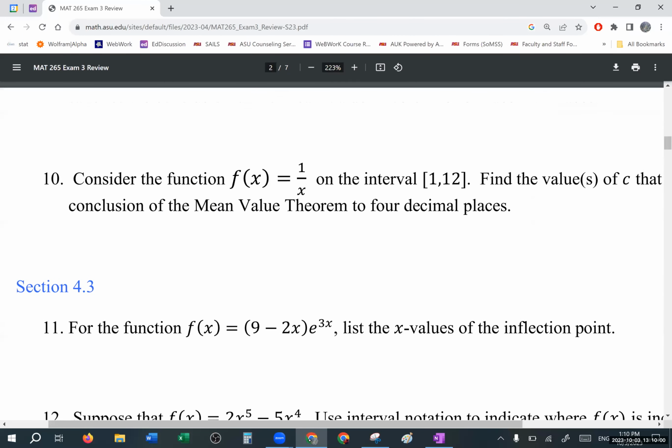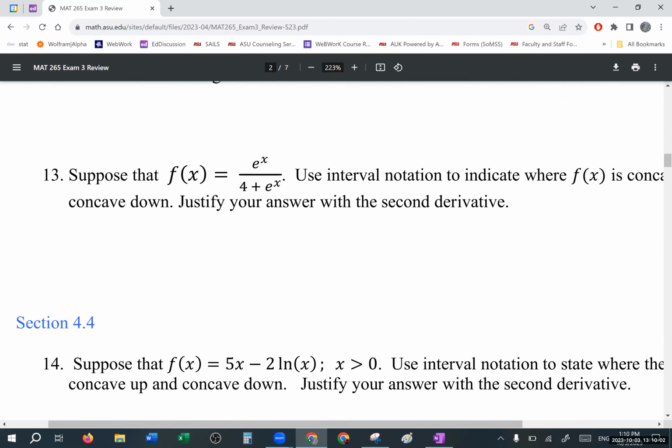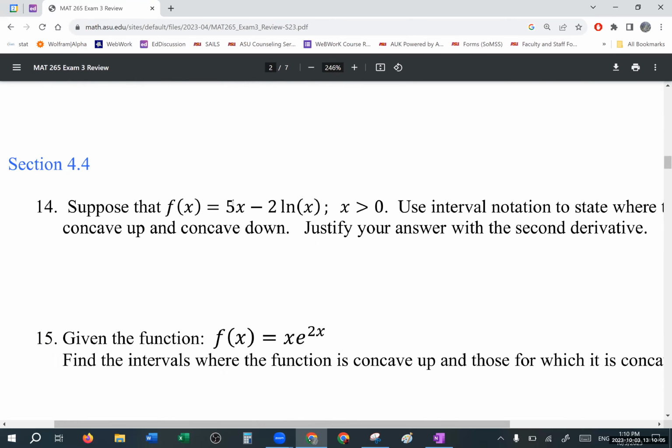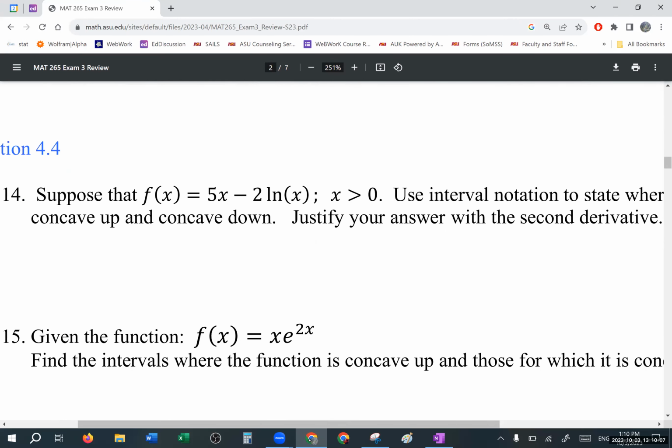And I wanted to check. Where's log? Here it is. Can you do the same thing I just did, but actually find concavity? Number 14.